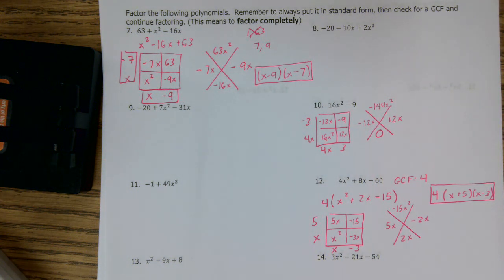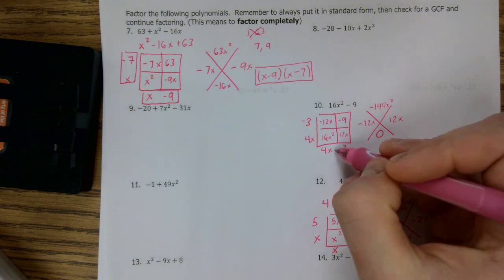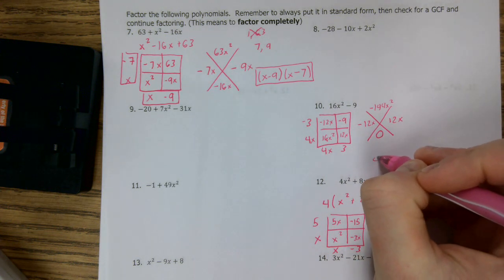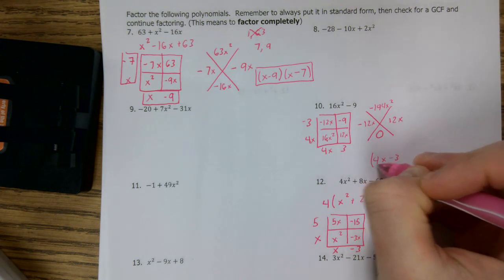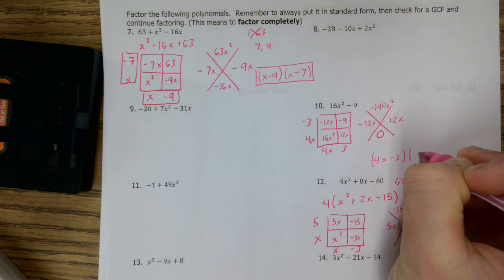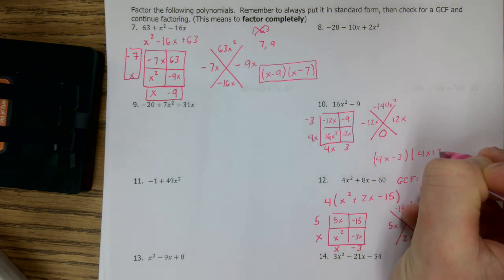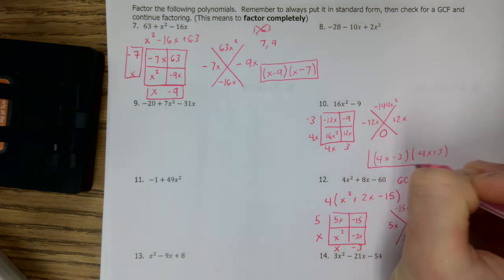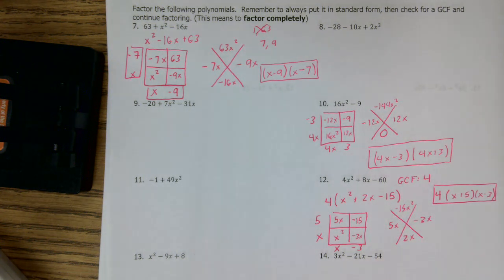And what you'll notice here is I have those values. So in this case, my factors are on the outside again, that 4x minus 3 and the 4x plus 3. And in this case, those are my final factors, okay? So those are the three different types of examples that you'll see.